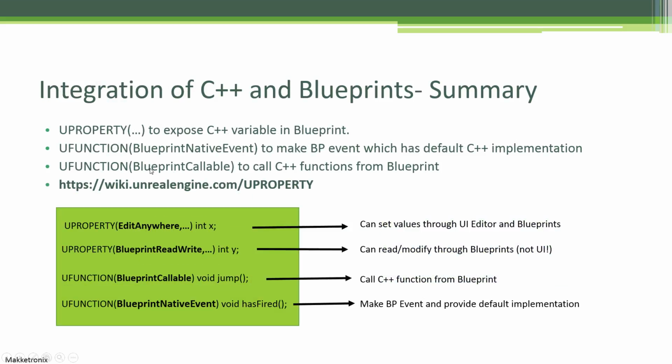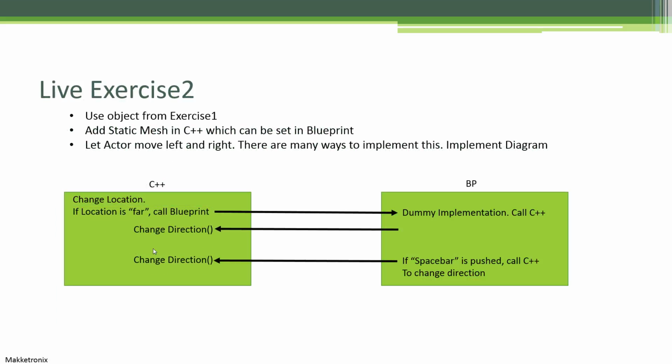So our function has to be blueprint callable, the change direction. Also, anytime we push spacebar, we want to be able to call C++ to change direction. So basically, if I have an object moving from left to right, if I push space, I want it to go from right to left. Then I push space, I want it to go from left to right. But if it goes too far, I want it to change direction, etc. This is the exercise that we will go through.